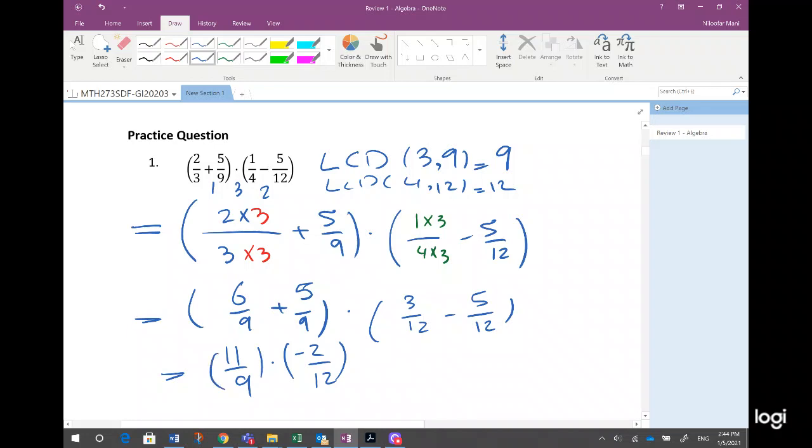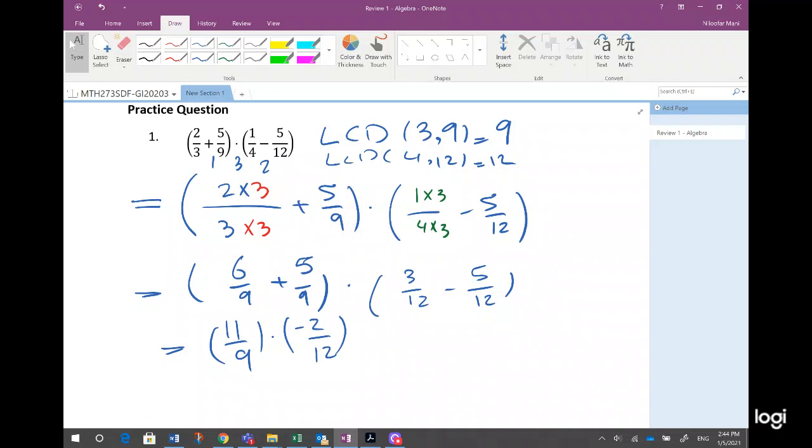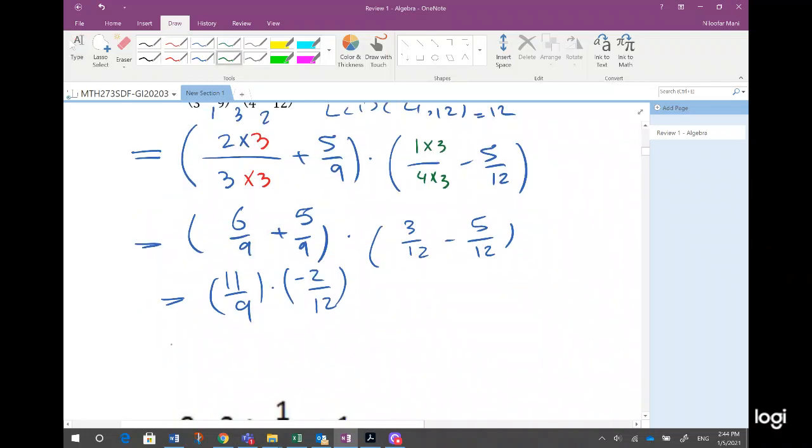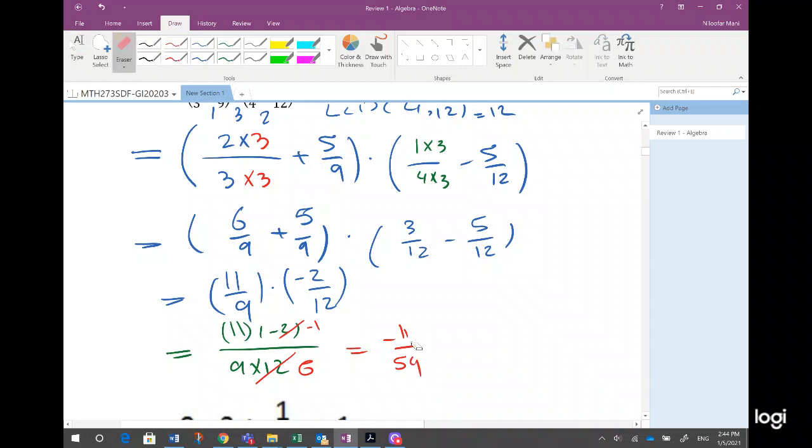Okay, so separated, right? Again, as I said, always when you are doing multiplication, top multiplication, bottom multiplication, see, you are doing 11 multiplied by minus 2 divided by 9 multiplied by 12. Before doing multiplication, simplify this and this. So it is minus 1 and 6. So it's minus 11 over 54. I cannot simplify further, so I stop here.